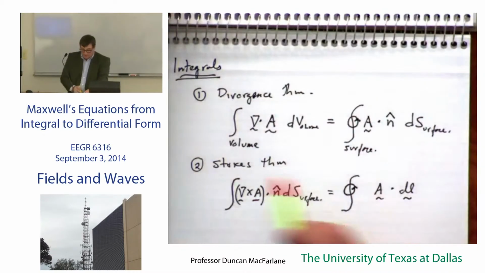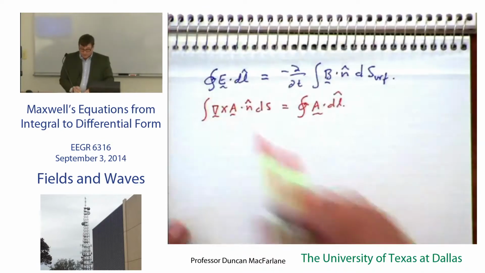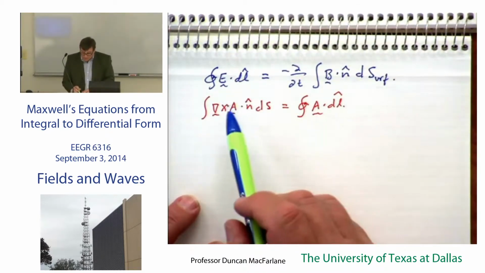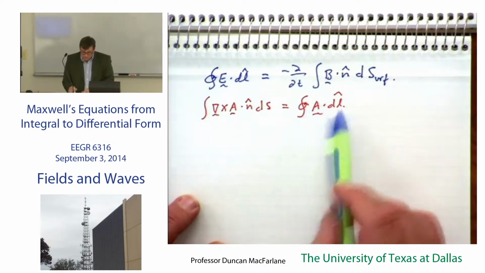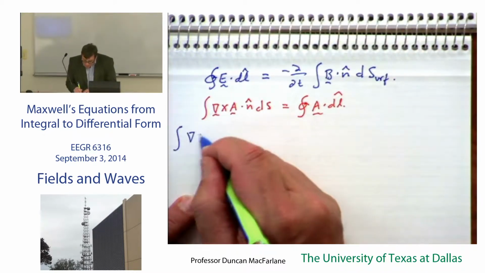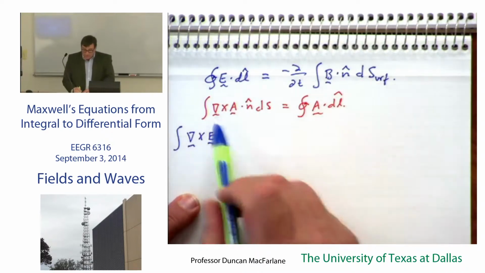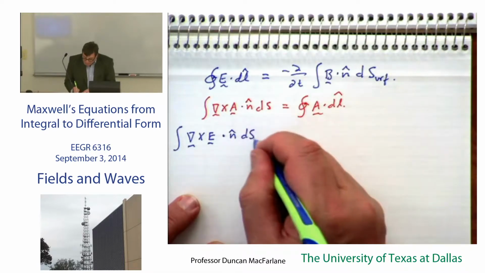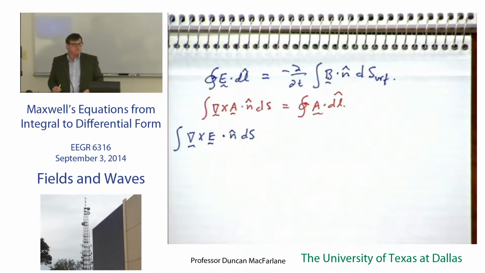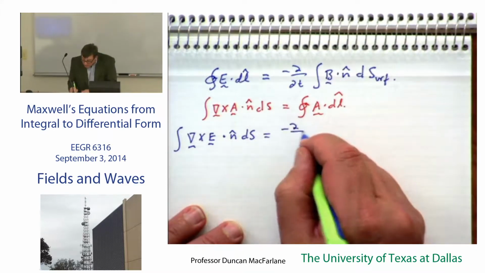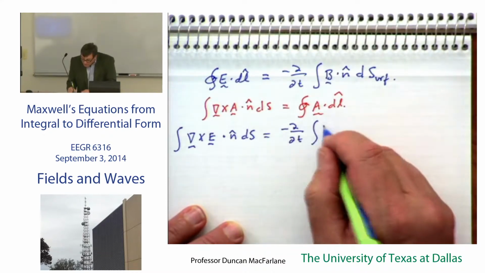Okay, so I've written down Stokes' equation, and here's my electric field equation. And notice that this is a closed loop here, and this is a closed loop here, so I can rewrite this guy as the curl of E across a surface, and that's going to equal the same right-hand side as it did before.